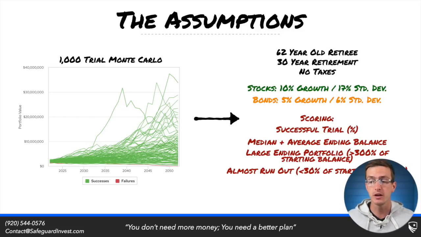For stocks, we're going to assume 10% growth with 17% standard deviation, and then for bonds, we're going to assume 5 and 6%. These are close in line with historical estimates. For the sake of simplicity, however, we're going to leave out taxes, but we'll include things like Social Security. Then finally, we're going to score based on the parameters on the screen. That includes the percentage of trials that were successful, as well as many stats relating to the ending portfolio.